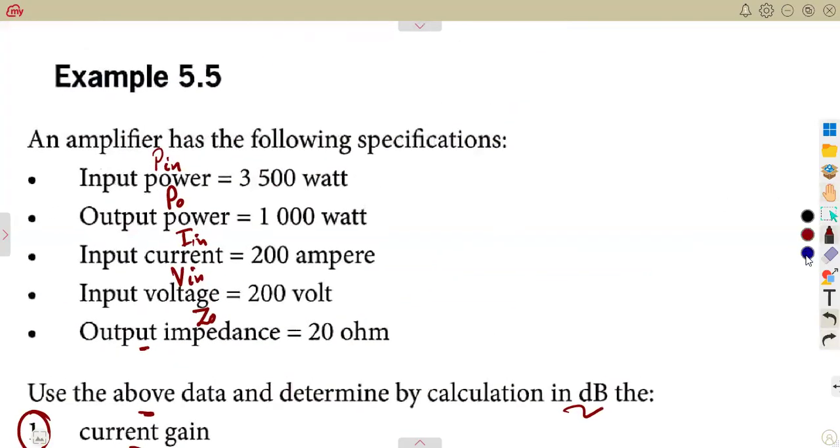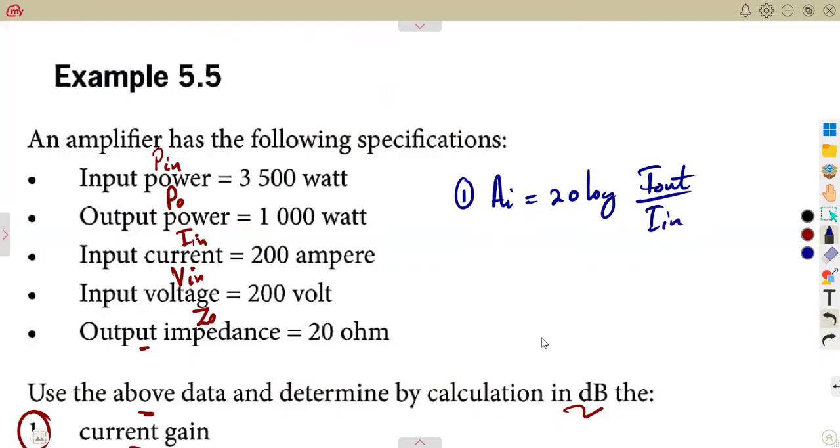So the current gain, how can we calculate the current gain? We saw that this can be calculated. So number one, from our formulas, we saw that our current gain is given by 20 log I out over I in. That is output current over the input current. So the question is, are we having all these?